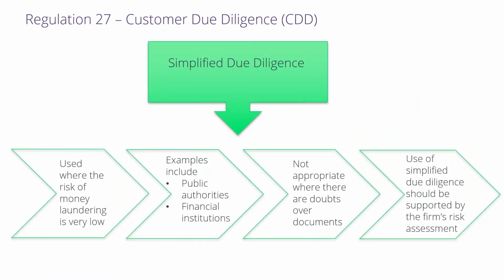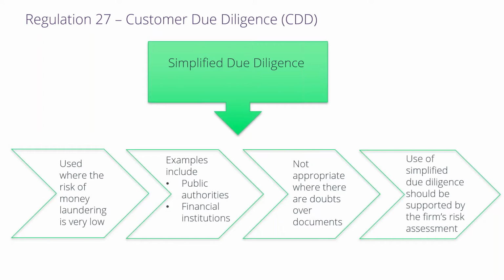Simplified due diligence. There are 3 types: simplified, standard, and enhanced. So let's look at simplified first of all. Your business may apply a simplified form of customer due diligence in some cases. Simplified due diligence is where the business relationship or transaction is considered low risk in terms of money laundering or terrorist financing. It can apply to any person you assess as low risk, with some exceptions.